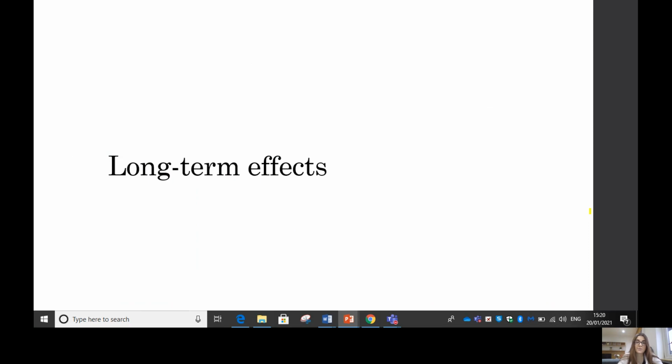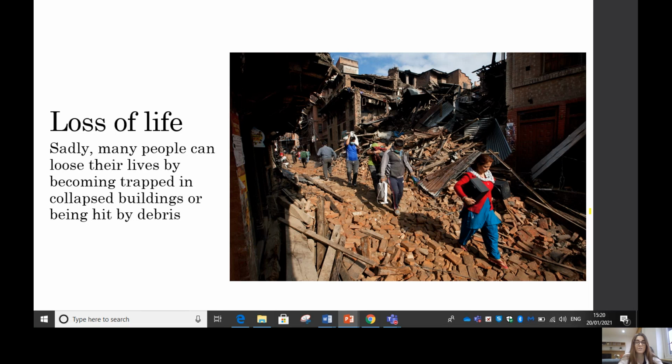So let's have a look, first of all, at the long-term effects. Geographers a lot split things into long-term effects and short-term effects. So long-term effects are things which are going to have a long-lasting impact. They're not going to be able to be resolved quickly. So the first thing is the loss of life.